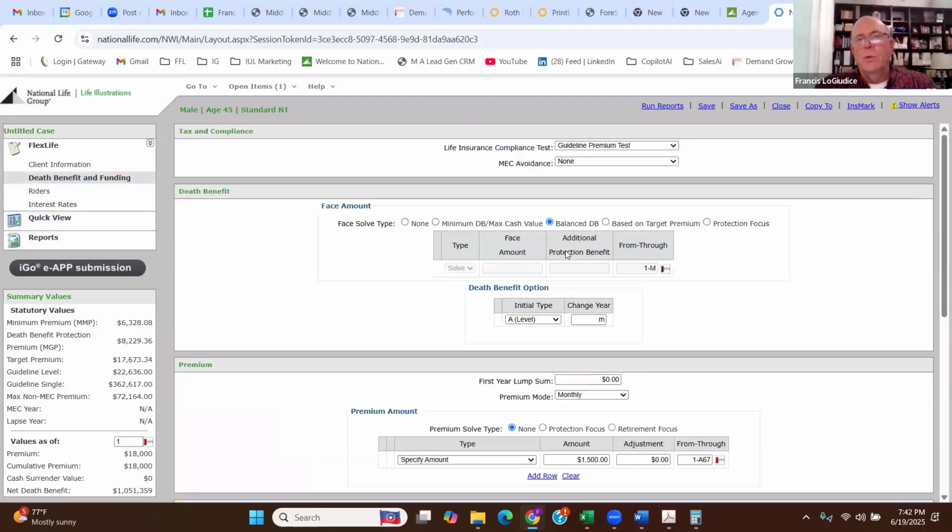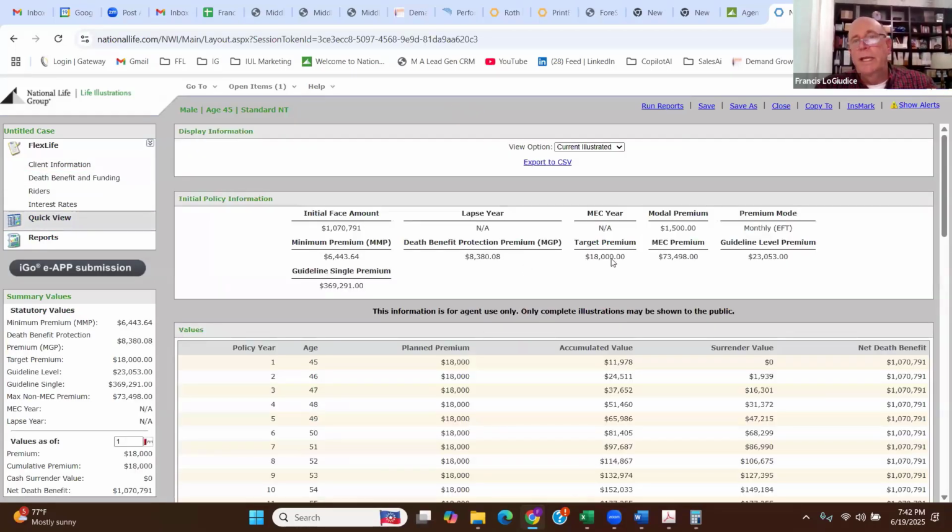If we go to the next one, it's going to be based on target, meaning it's going to be dead on 18. Why? Because target premium is 18,000. That's your target. So it created the amount of life insurance that matches this target premium amount, which also matches the annual premium. So that's as far as you go.